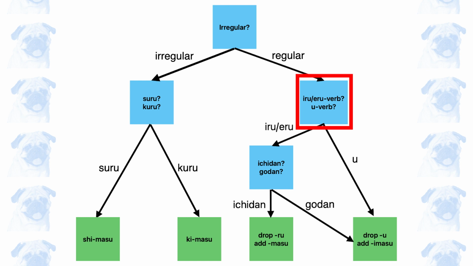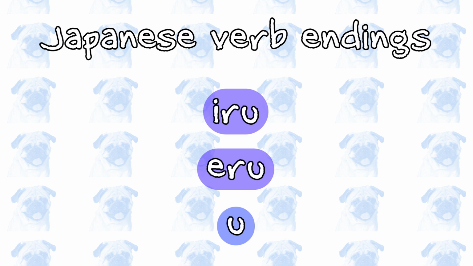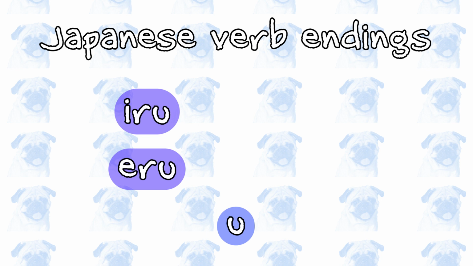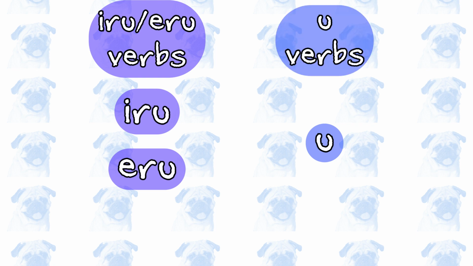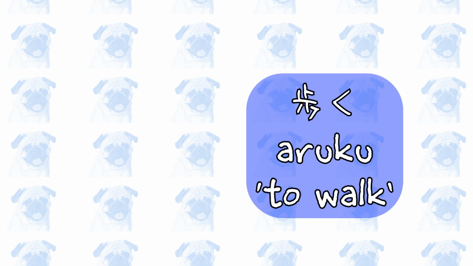Step 2. If the verb in question is not an irregular verb, then is it an iru-eru verb? All Japanese verbs end in either iru-eru or u. Verbs that end in iru or eru form one group. Verbs that end in u form another. Let's call the former iru-eru verbs and the latter u verbs. For example, the verb taberu, to eat, ends in eru, so it is an iru-eru verb. On the other hand, the verb aruku, to walk, ends in u, so it is a u verb.